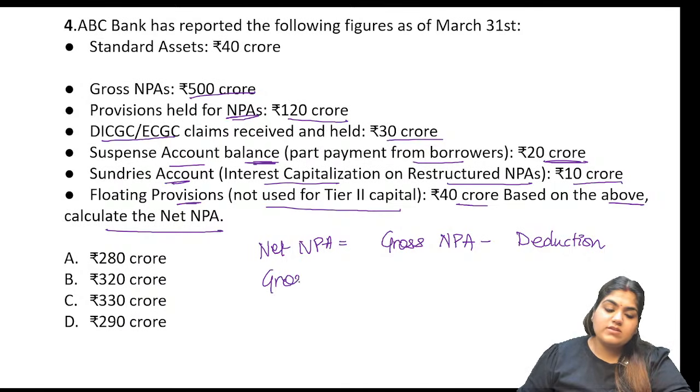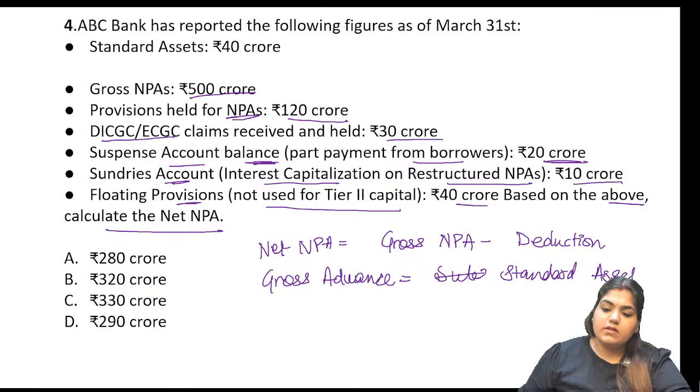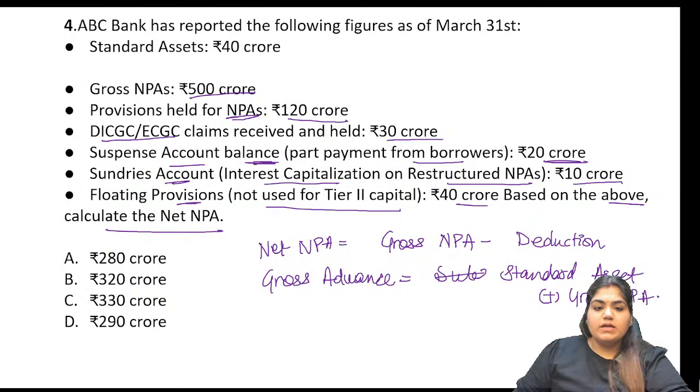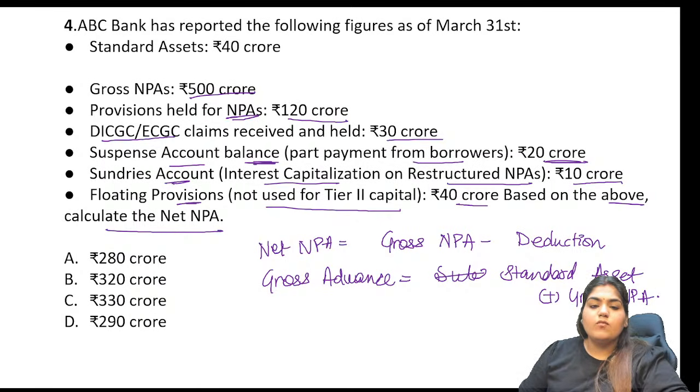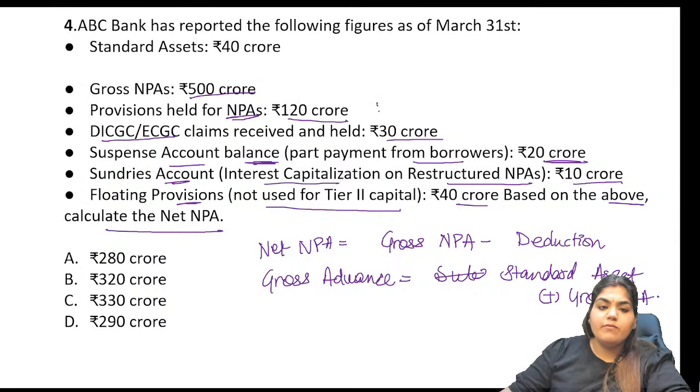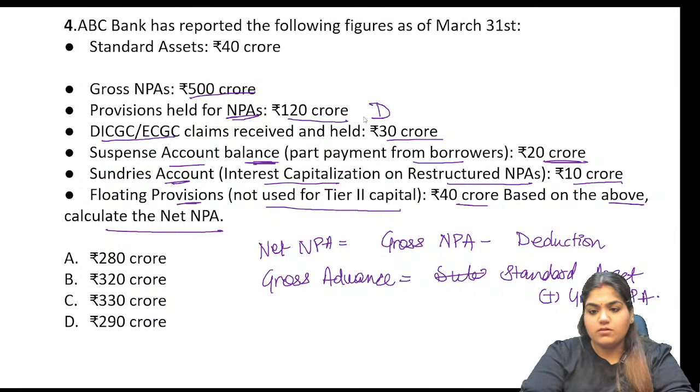का फॉर्मूला होता है gross advance is equal to substandard asset, not substandard, it is standard asset, plus gross NPA. ठीक है. Deductions में क्या क्या आएंगे? What all are these deductions? These are the deductions. This is a deduction. Provision held for NPA. This is my deduction.